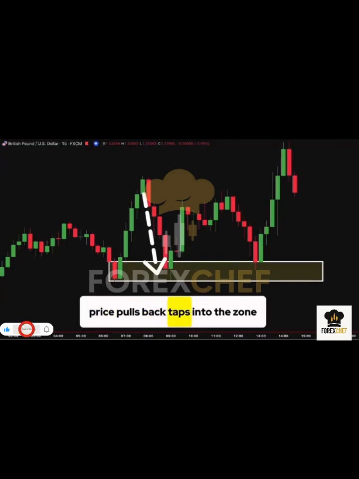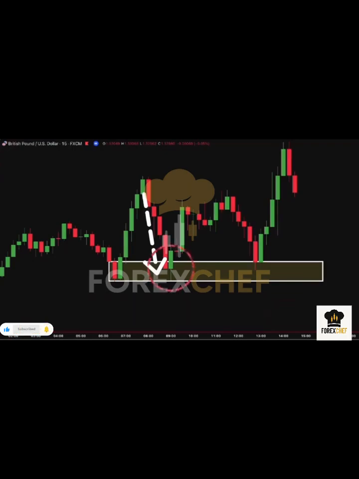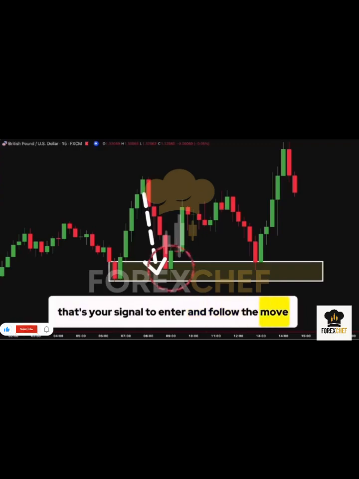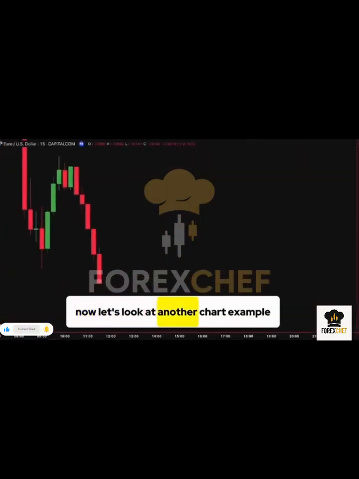Price pulls back, taps into the zone, fills the unfilled orders, and explodes upward. As smart money traders, we wait for confirmation, like this rejection wick showing buyer interest at the zone. That's your signal to enter and follow the move. Now let's look at another chart example.